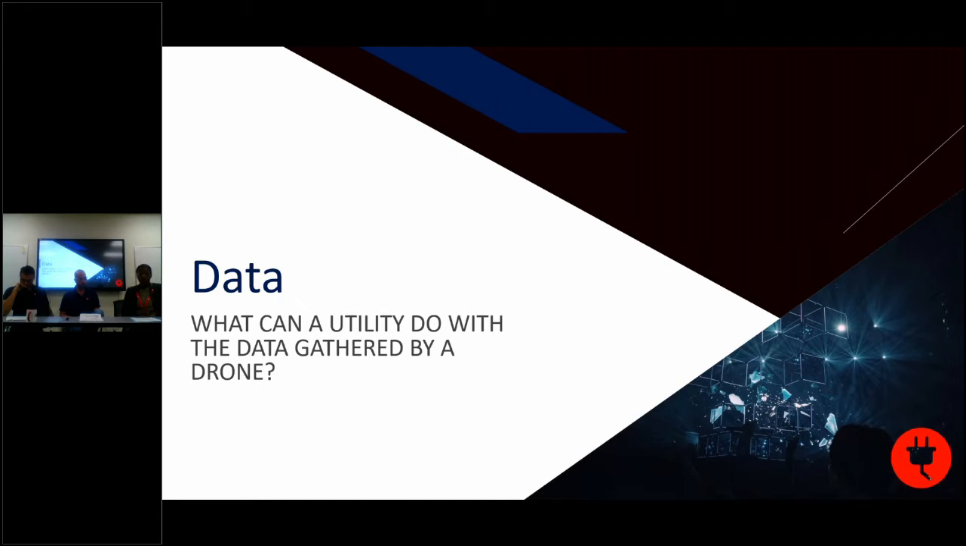But what can a utility do with the data gathered by the drone? Let's say a utility ordered one of these services or set up a UAV department. Once they have this data, what do they do with it? Yeah. So we actually generate for them the final report.